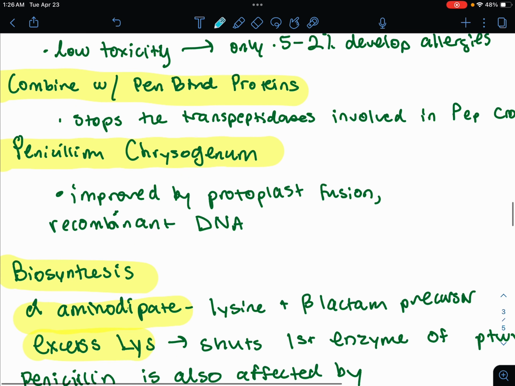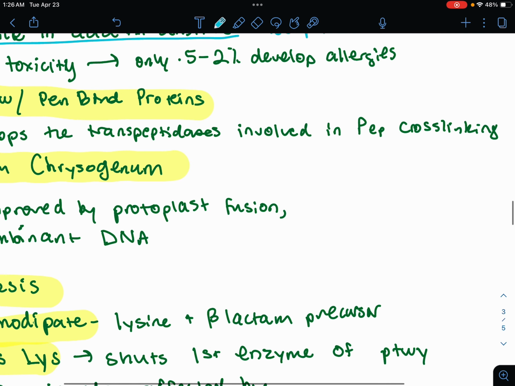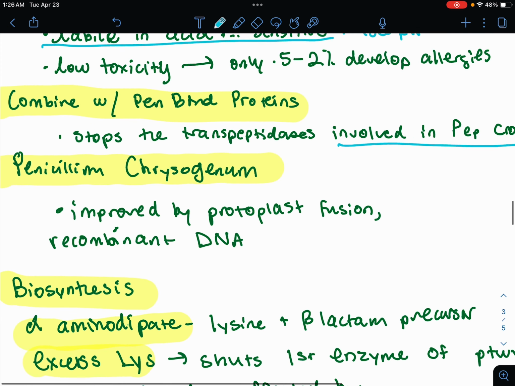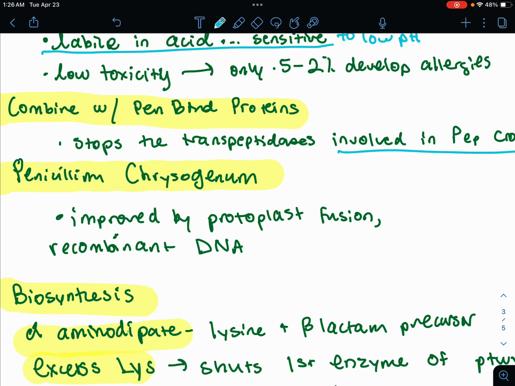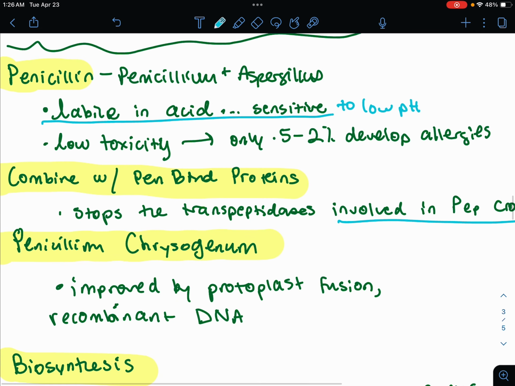Okay, so you combine them with those penicillin-binding proteins. Remember, those are just like transpeptidases that are there in the peptidoglycan. And when you bind to these penicillin-binding proteins of the bacteria, this stops the transpeptidases involved in cross-linking. So you stop the cross-linking in peptidoglycan with the penicillin.